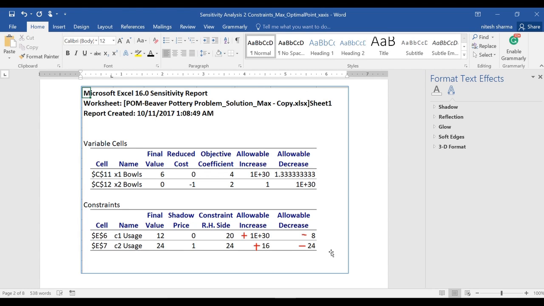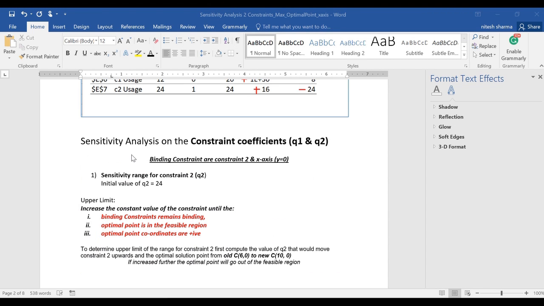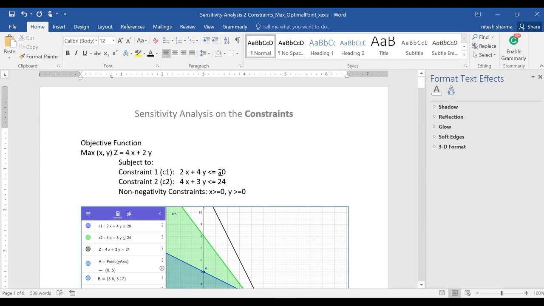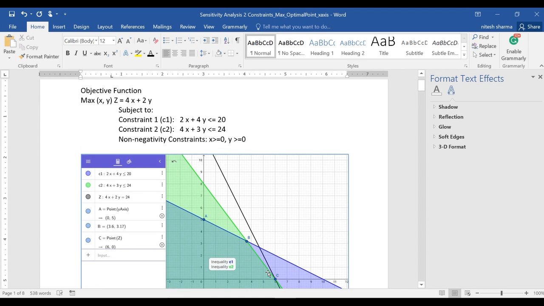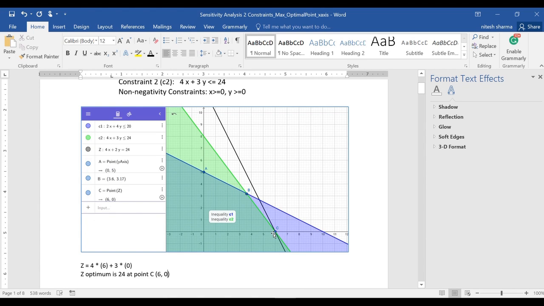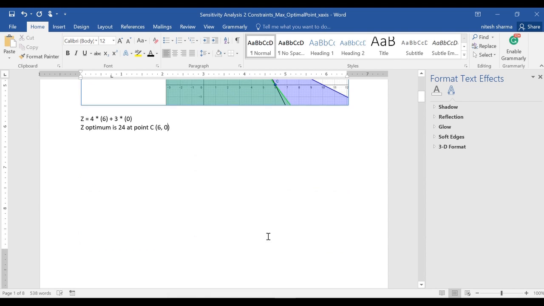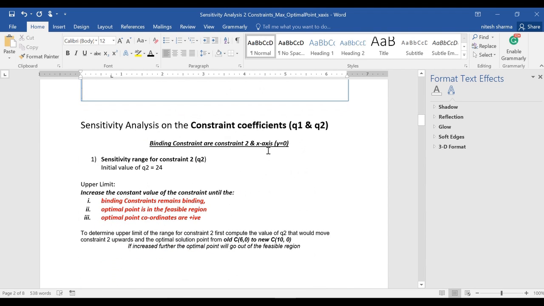Now let's discuss how to solve this problem graphically or without the Solver. To solve the sensitivity analysis on the constraint constants, which I represent by Q1 and Q2, that is, Q1 will be 20 and Q2 will be 24, the most important thing I need to know is what are the binding constraints, or the constraints on which my optimal point resides. As I can see in the image, my optimal point is at the intersection of constraint 2, that is the green line, and the x-axis, which can be represented by the equation y equal to 0. So my binding constraints are constraint 2 and the x-axis.